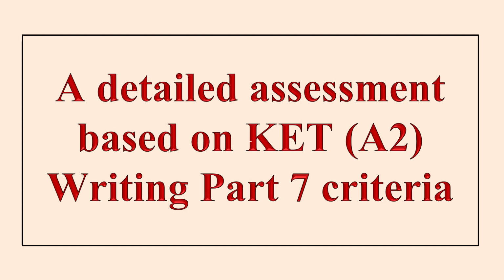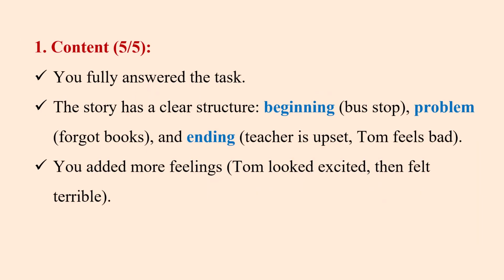A detailed assessment based on KET A2 Writing Part 7 criteria. 1. Content. You fully answered the task. The story has a clear structure. Beginning, bus stop. Problem, forgot books. Ending, teacher is upset, Tom feels bad. You added more feelings. Tom looked excited, then felt terrible.